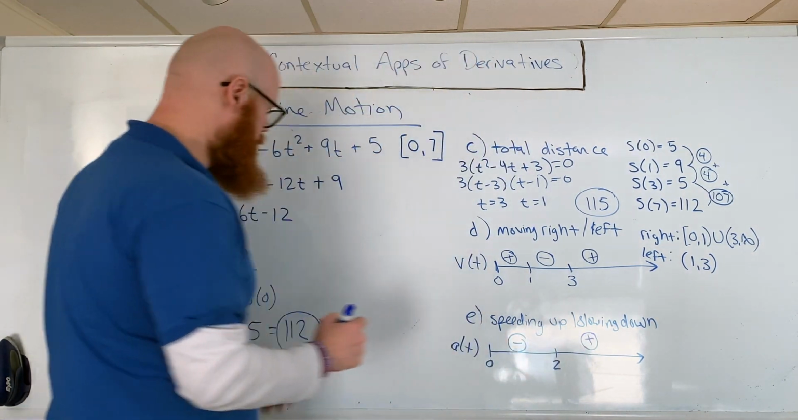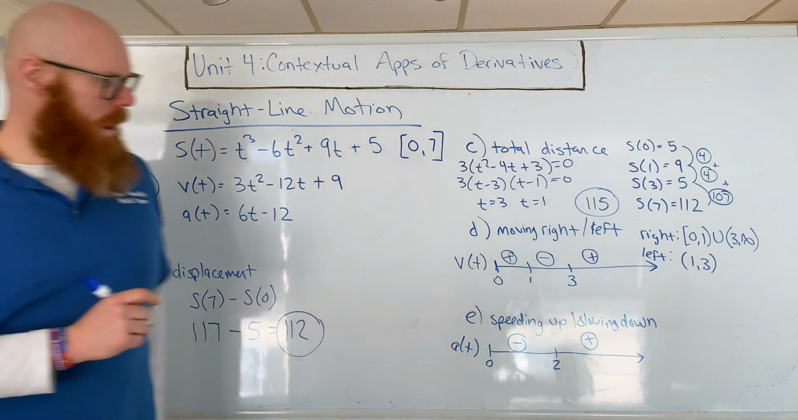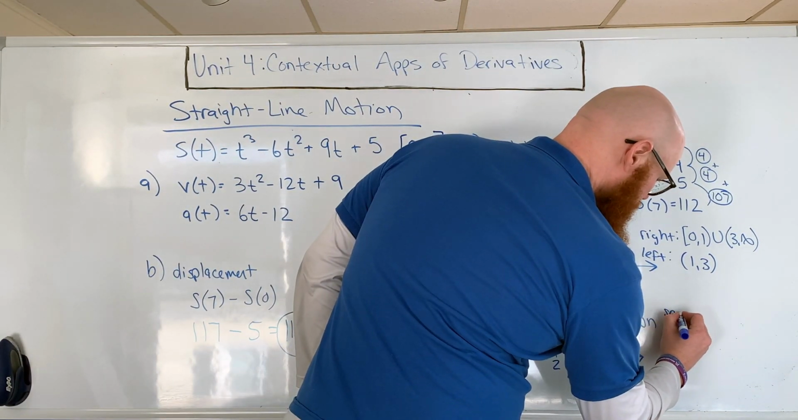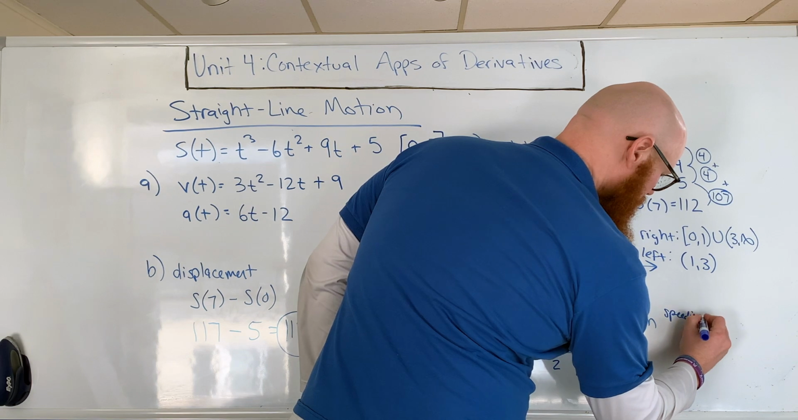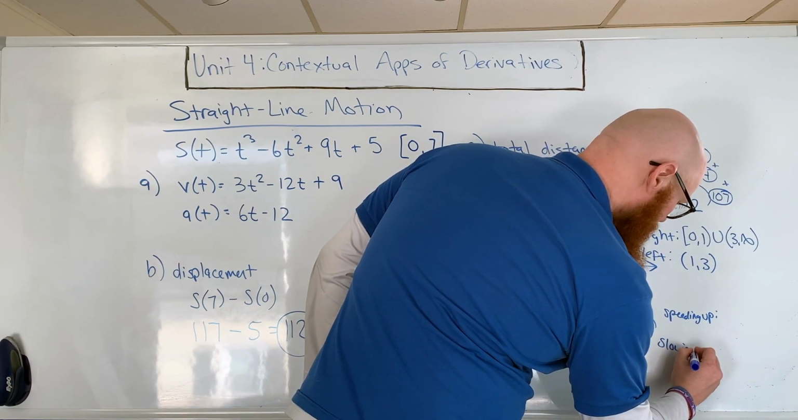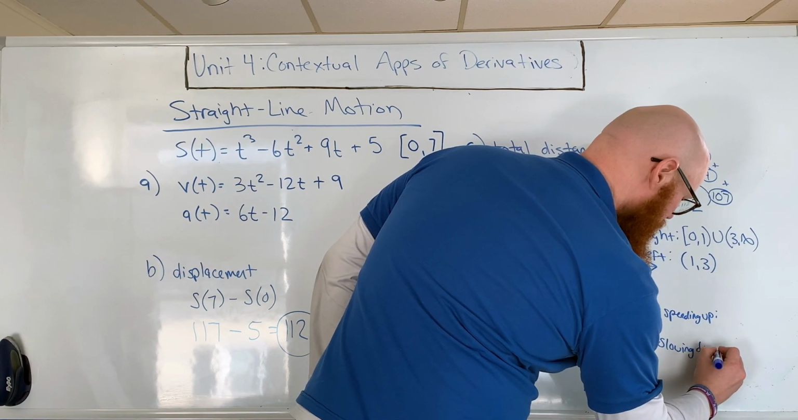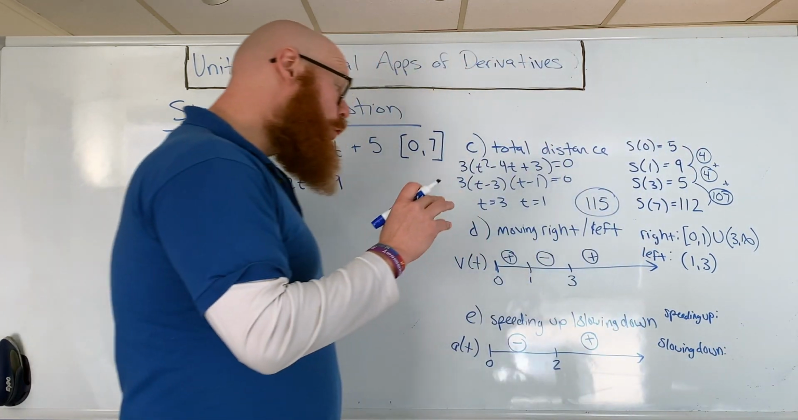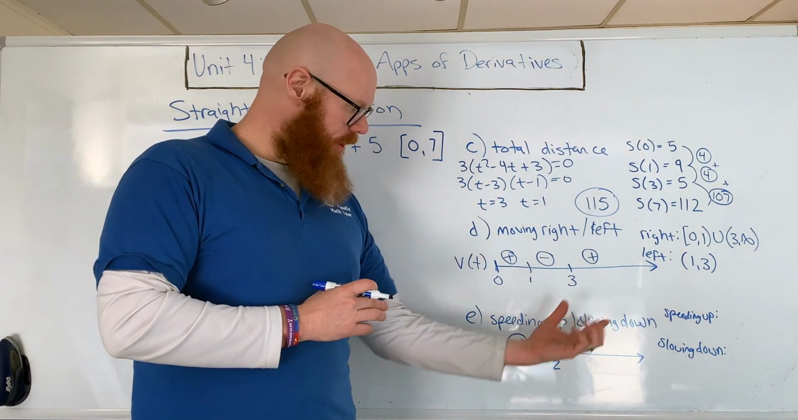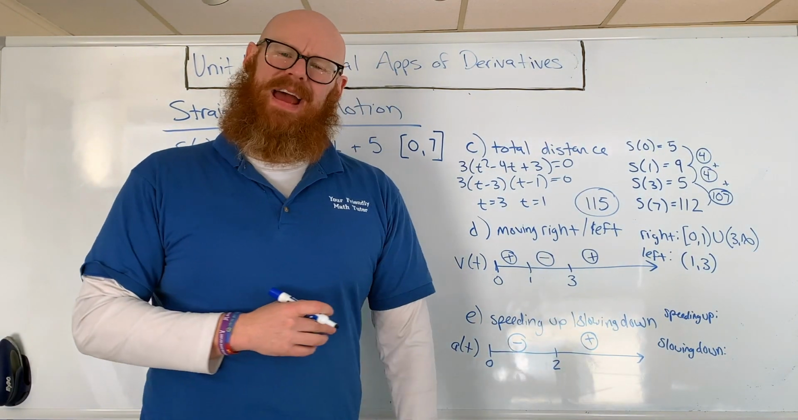Right, so just substitute those numbers into the acceleration. Now, unfortunately, so let me put these over here. So speeding up and slowing down, we're going to put these intervals. Unfortunately, it's not as easy as just saying, oh, well, wherever this is negative, it's slowing down, and where this is positive, it's speeding up. It doesn't work that way.